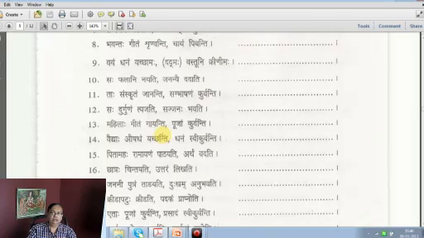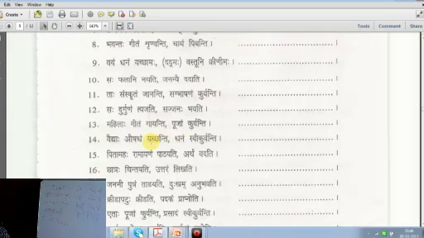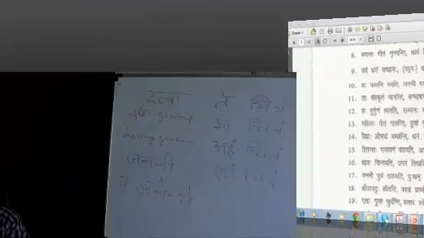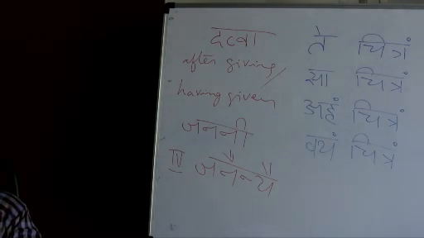Next. Vaidyaha Aushadham Yachanti Dhanam Svikurvanti. Doctors give medicine and take money. Vaidyaha Aushadham Dattva. Again the same Dattva, as written on the board, after giving. Vaidyaha Aushadham Dattva. After giving the medicine, Dhanam Svikurvanti. They accept money. They take money.